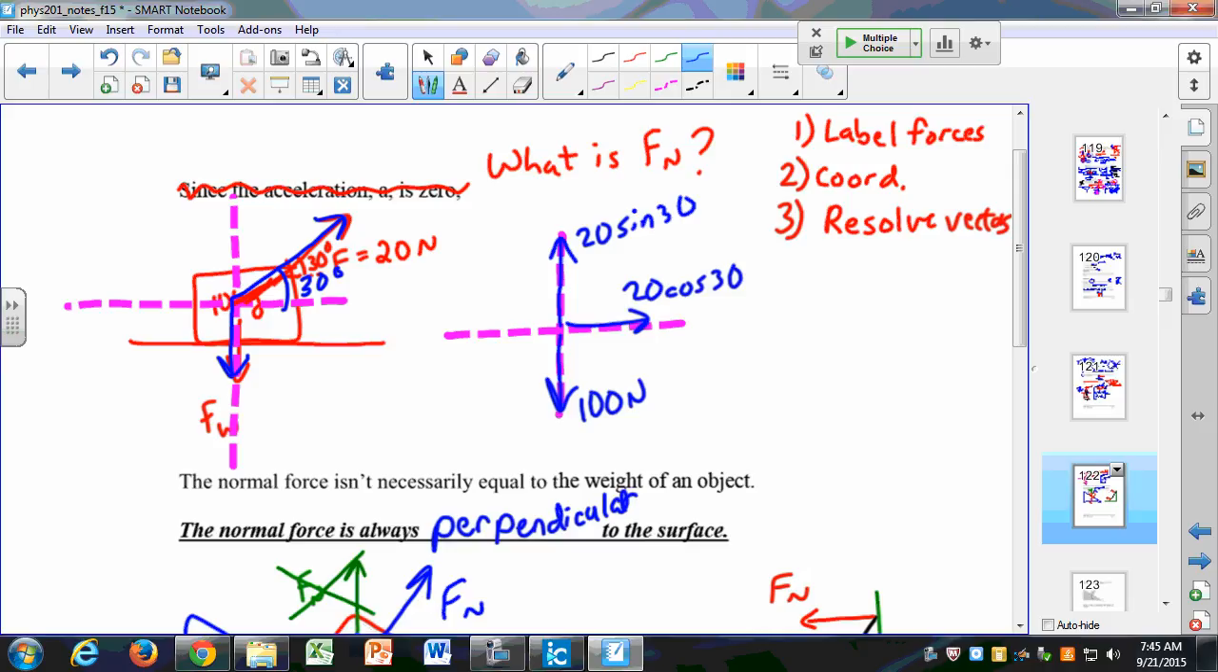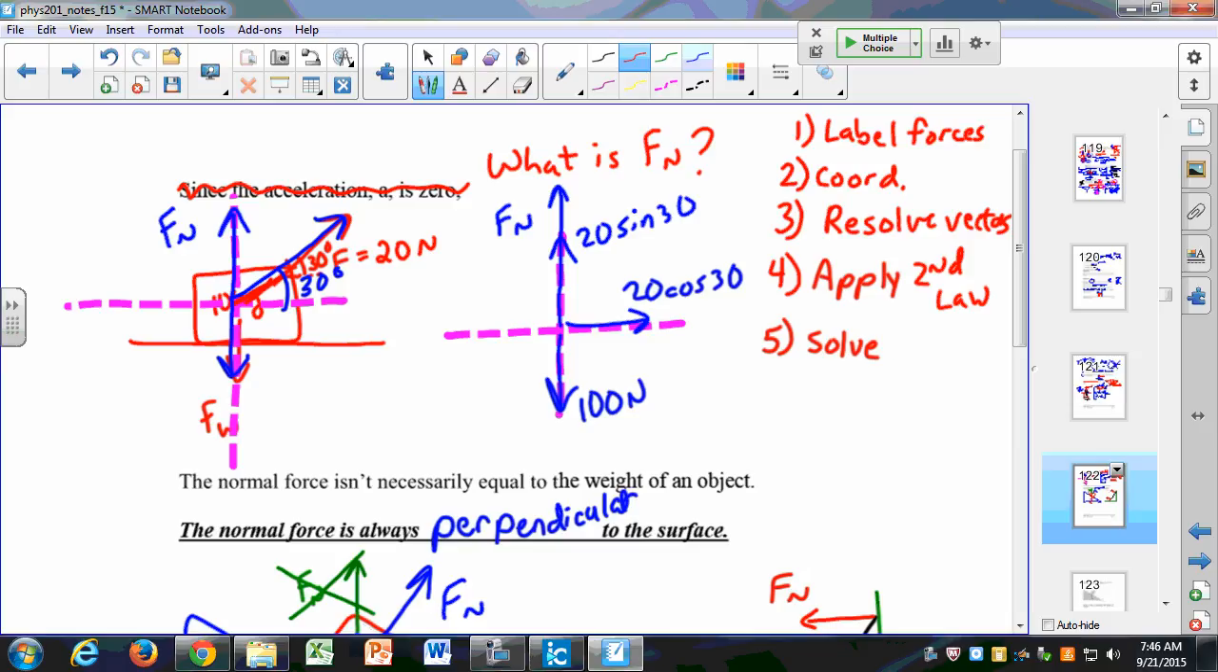I have the force being applied. That's just a force that some guy is pulling on it. That's the 20 newtons. Then I have the weight. And then I have the normal force, right? So my normal force points perpendicular to the surface. So I'm going to draw it right here. So I've resolved the vectors. Third step. The fourth step will be to apply the second law. And then the fifth and final step will be to solve the equations.